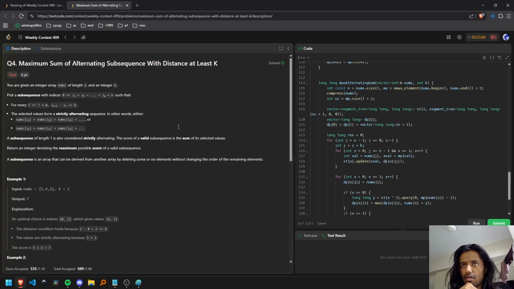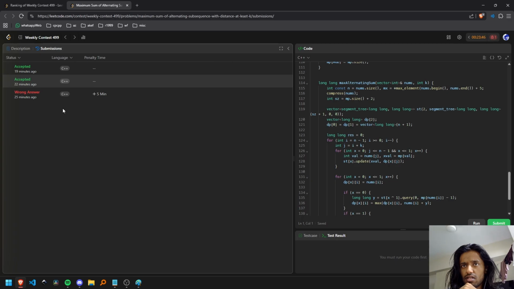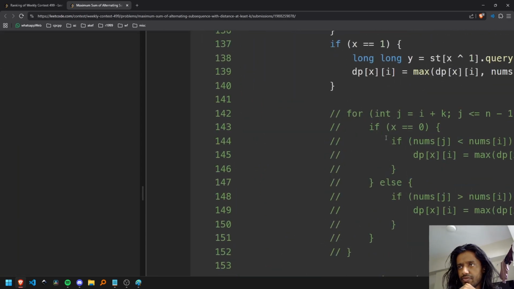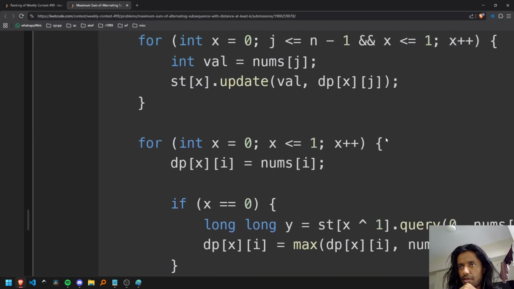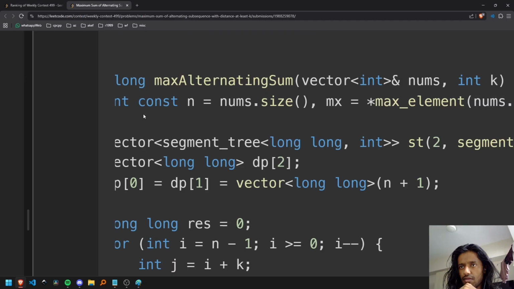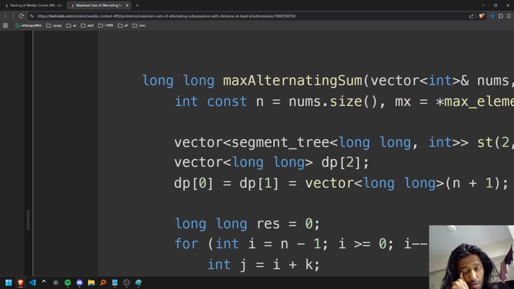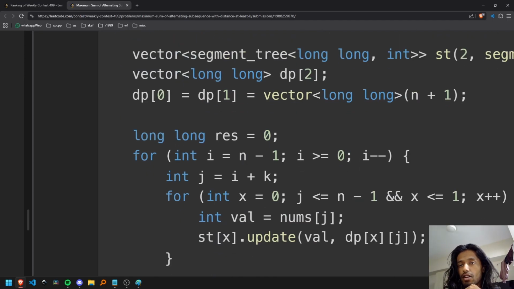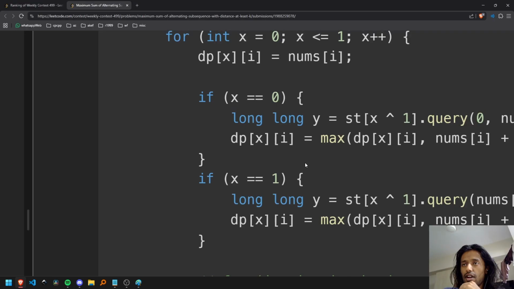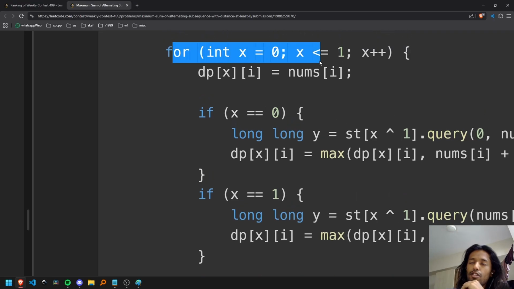Wait, I submitted that, right? Yeah, this is my n square DP idea. First of all, obviously ignore the segment trees, that's for the optimization, which I'll do afterwards. We go from, since i depends on an index greater than i, we go in the reverse direction. And x, obviously we can either try forming an increasing or decreasing one, right?